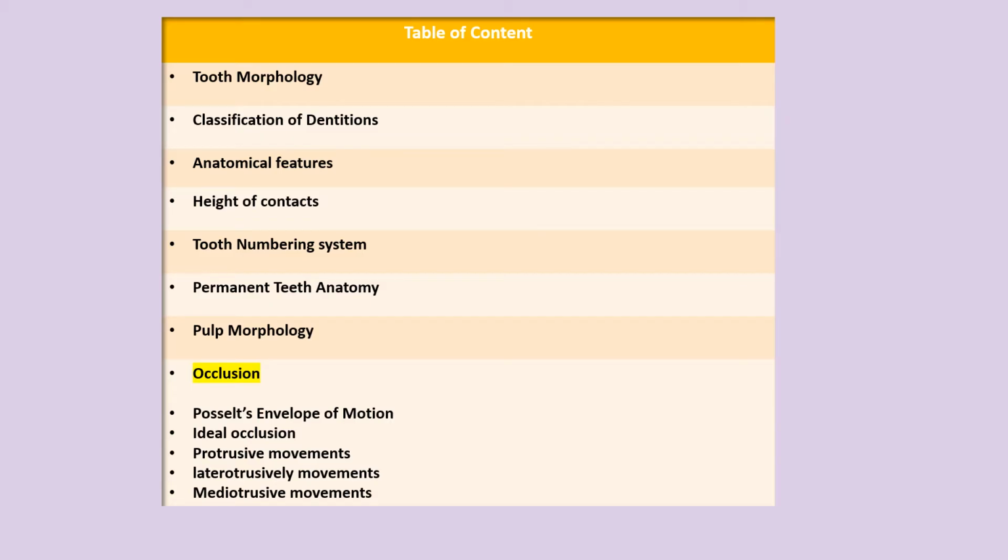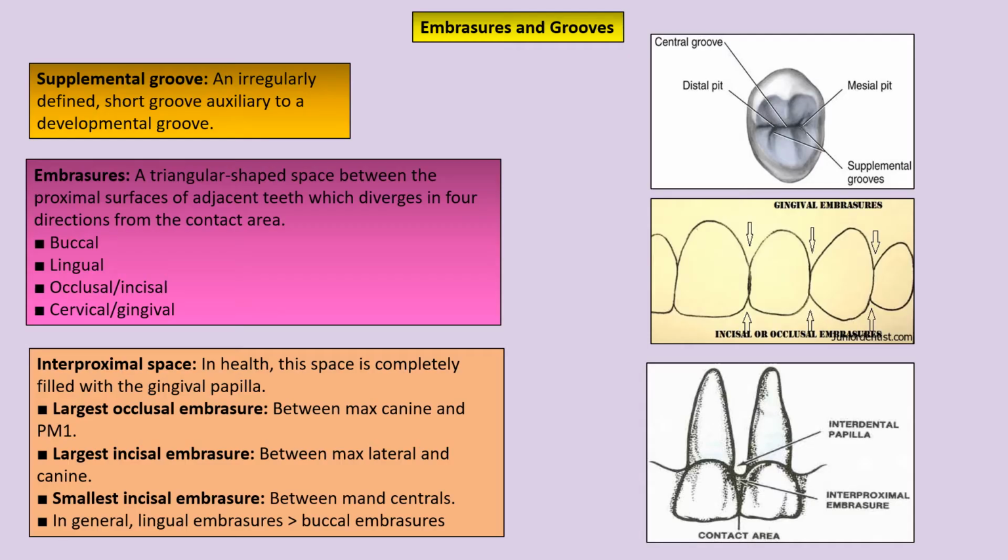So today we are going to review the dental anatomy subject. That's a very important subject of the exam. So we can see what are the contents that we are going to review: morphology, dentition, anatomical features, embrasures, grooves, tooth numbering system, permanent teeth anatomy, pulp morphology, and some sections of occlusion like protrusive, mediotrusive, laterotrusive, rules of ideal occlusion, and Posselt's envelope of motion.